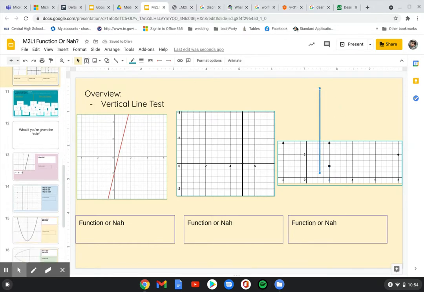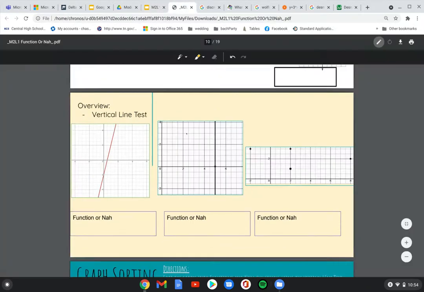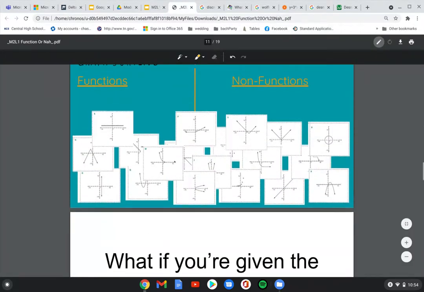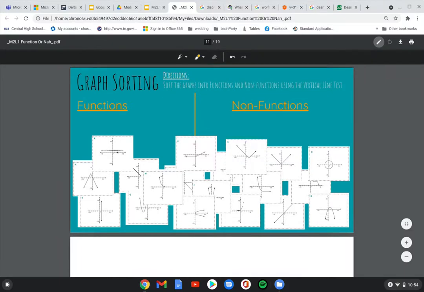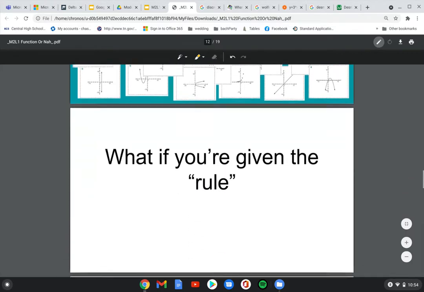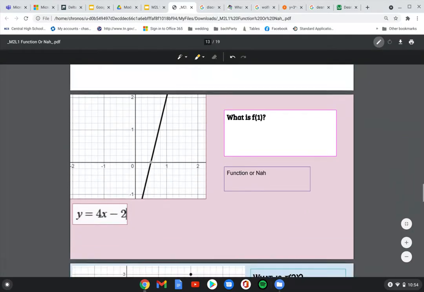All right. What if you're given the rule? So let's look. Now you're going to graph, you're going to make functions and not functions. Like this circle one here, this would not be a function, because if I drew a vertical line, it would hit more than one point. It would hit two or three points.